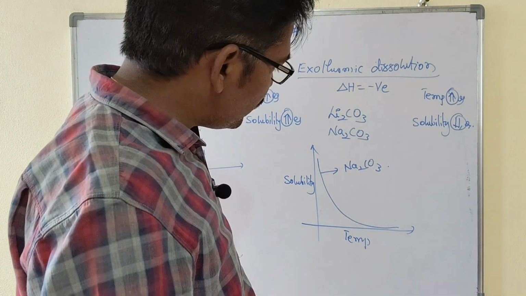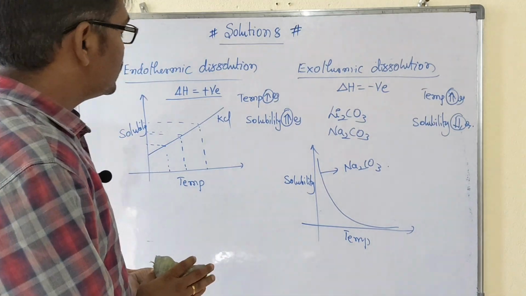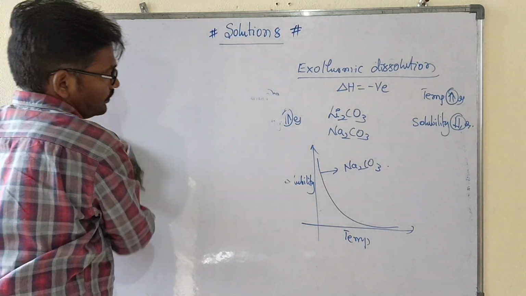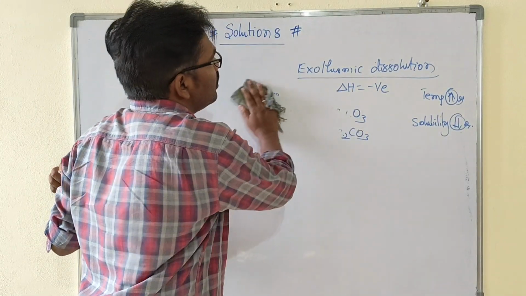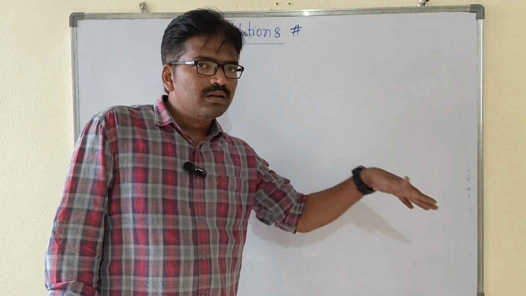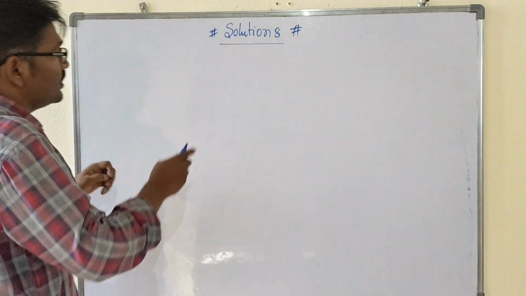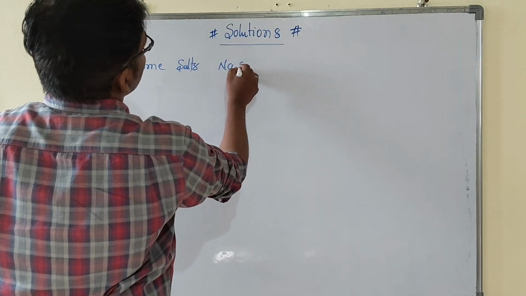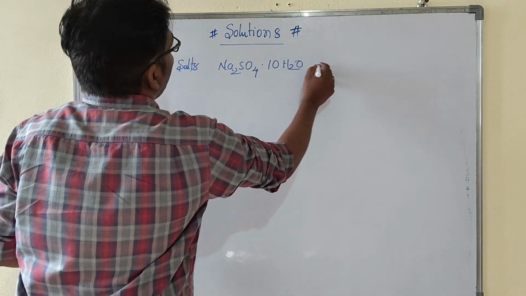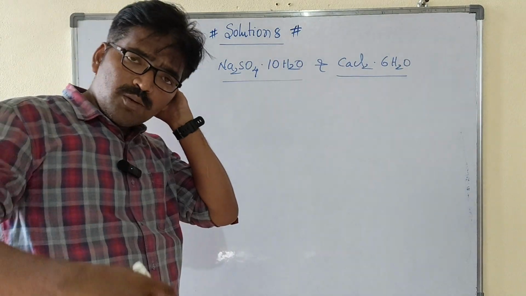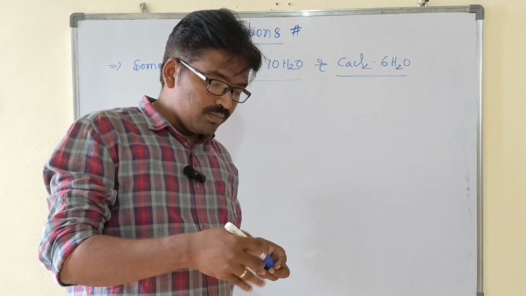Next we have to discuss one more kind of salt in the temperature effect: some of the salts like hydrated salts, sodium sulfate decahydrate, Na2SO4 10H2O, and calcium chloride hexahydrate, CaCl2 6H2O. Salts like these: up to a particular temperature solubility increases, then after that it decreases. Up to that point, temperature increases, solubility also increases.